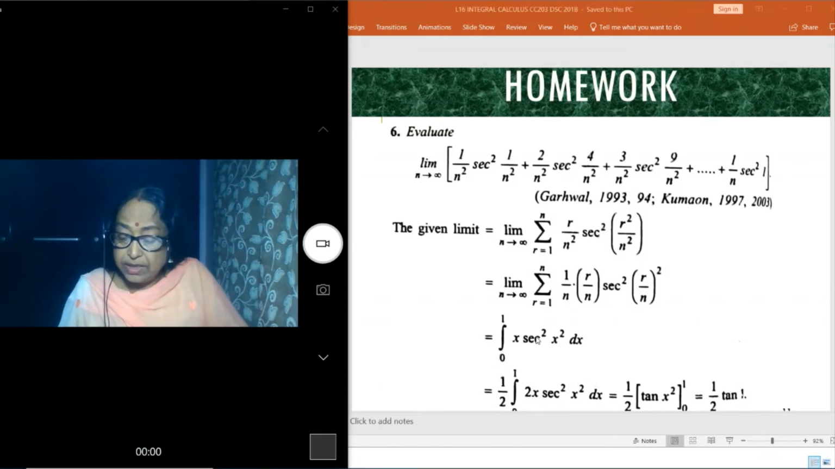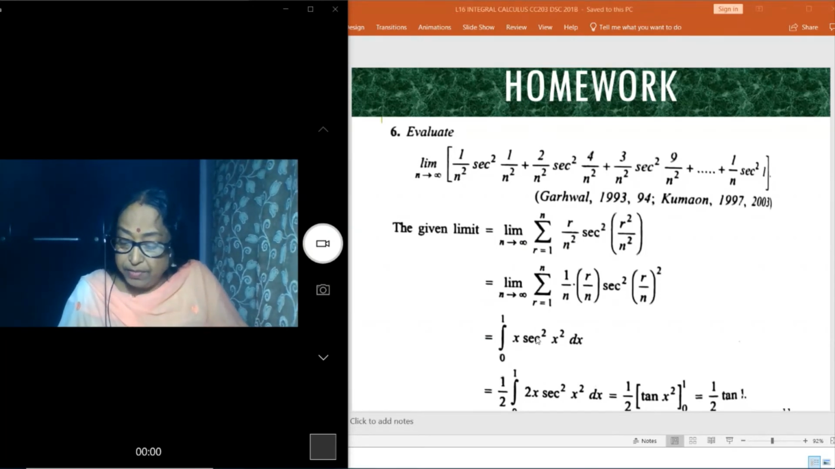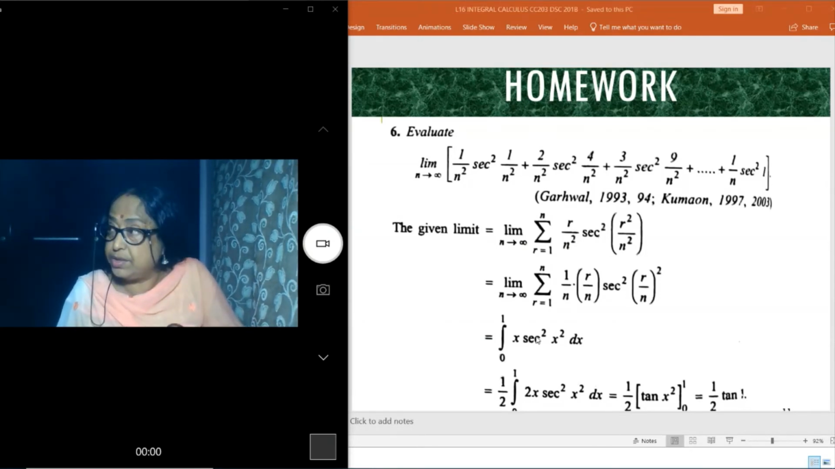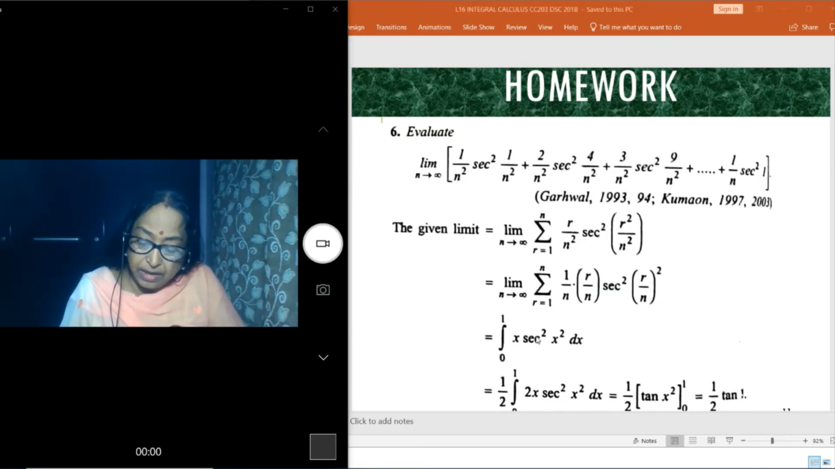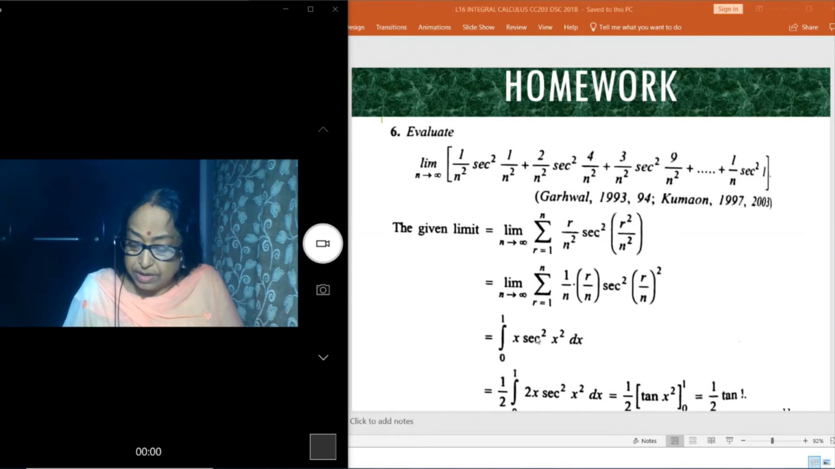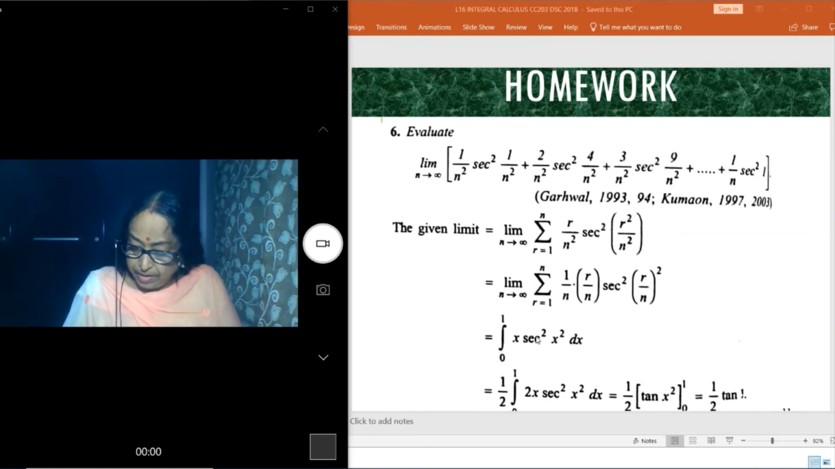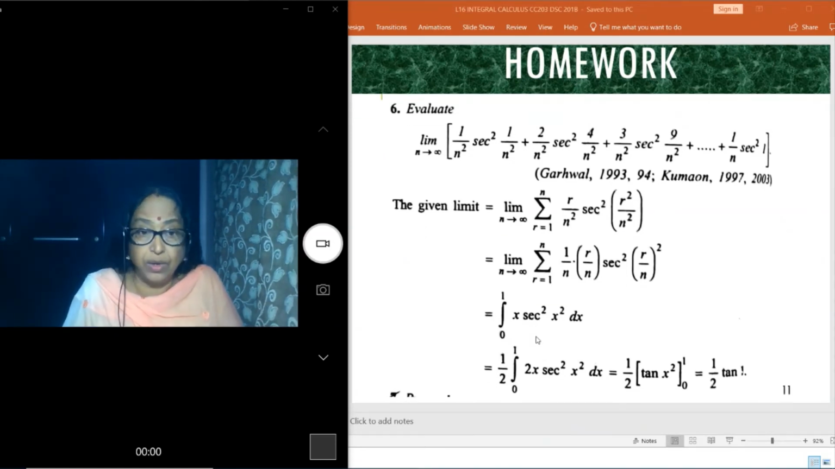Now, see the example given. Limit n tends to infinity, and whatever is given on your screen, please do the rest as your homework.